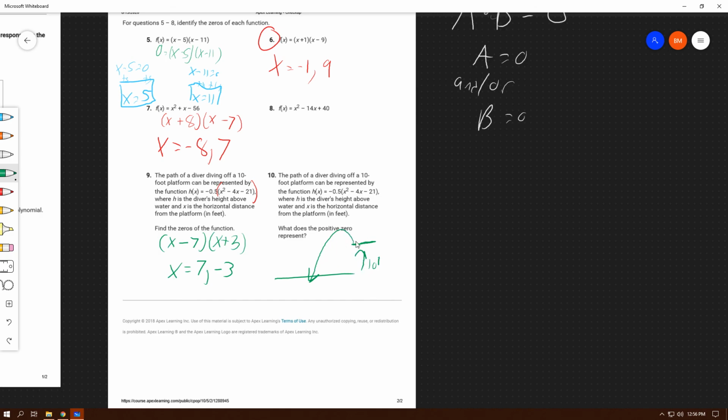Well, the reason we don't is because that's the negative. He's not jumping backwards. He's not jumping onto the concrete, right? He's going to jump into the pool. So we only have one direction to go, and that's this way. And then they're going to say that this point where he hits the water is 7 feet. So that's what that positive zero means in the context of this problem.